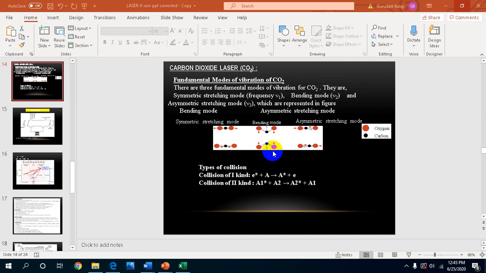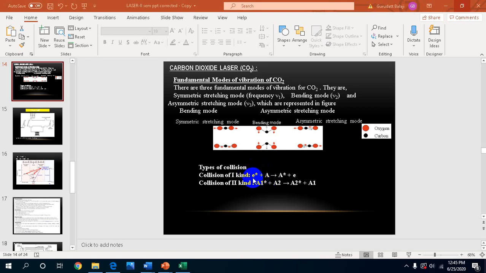The energy level diagram is given in the next slide, which depicts the vibrational-rotational energy levels with which the main physical processes occur in this laser. Before understanding the working part of the CO2 laser, we need to understand what types of collisions occur. There are two types of collisions: collision of first kind and collision of second kind. What is the meaning of collision of first kind? It is the collision occurring between energetic electrons and the atoms of first kind.